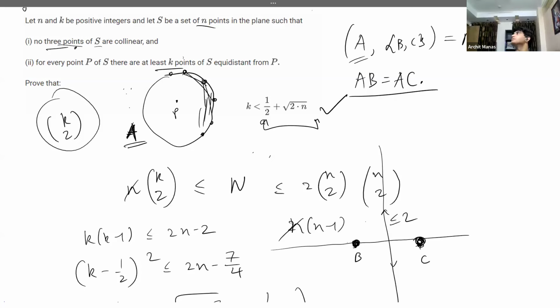Right. So I think it's close to 7:30. I think we can stop here.